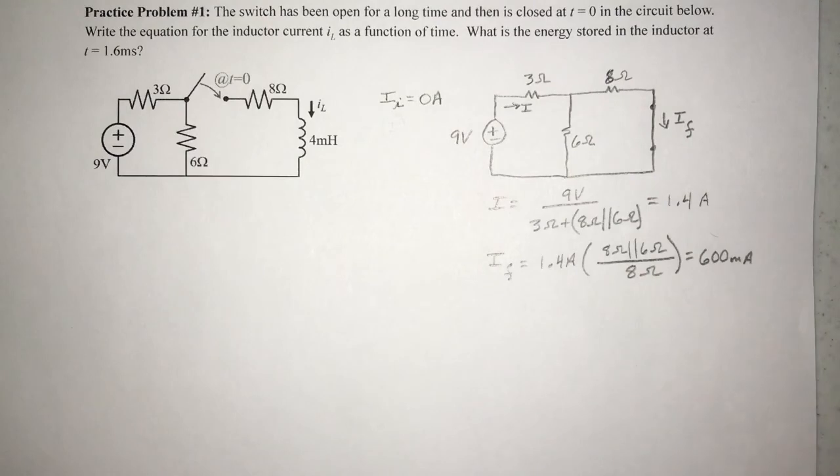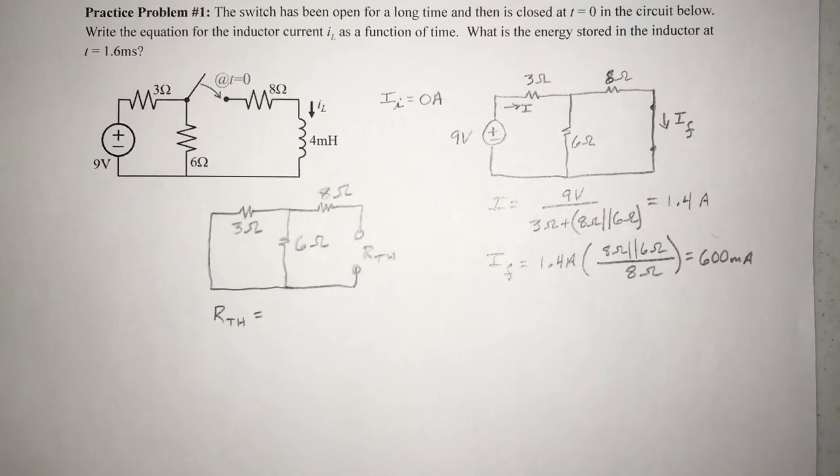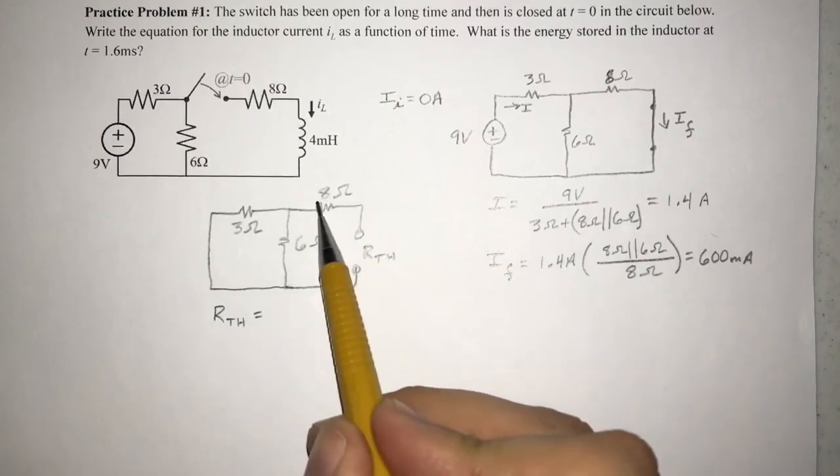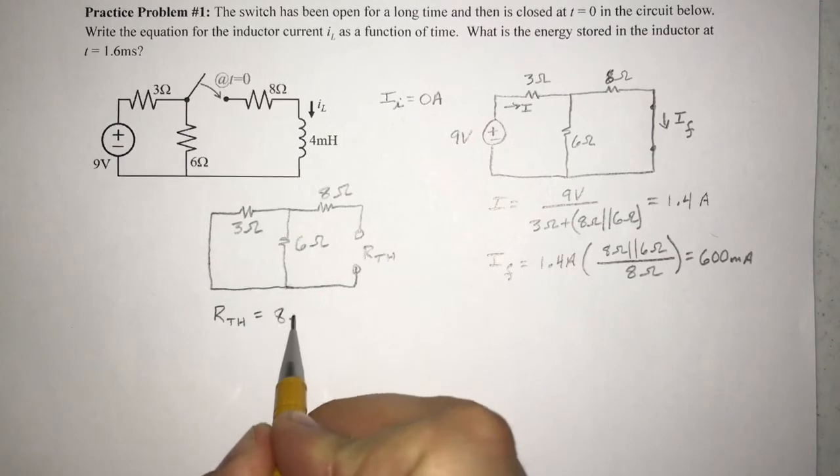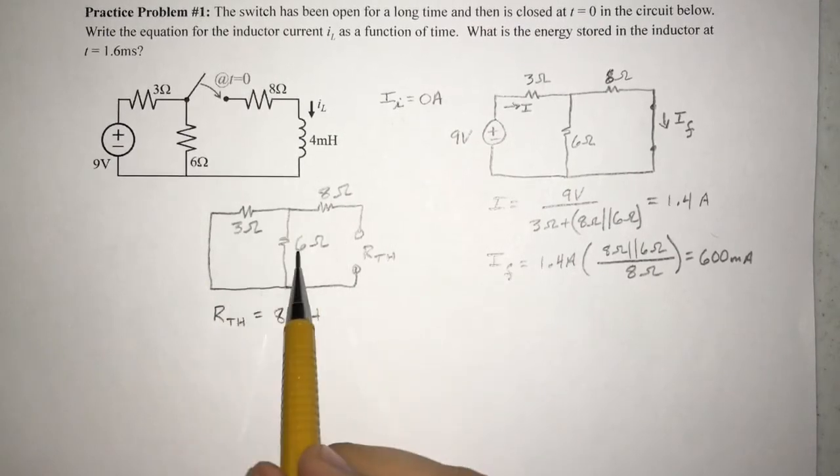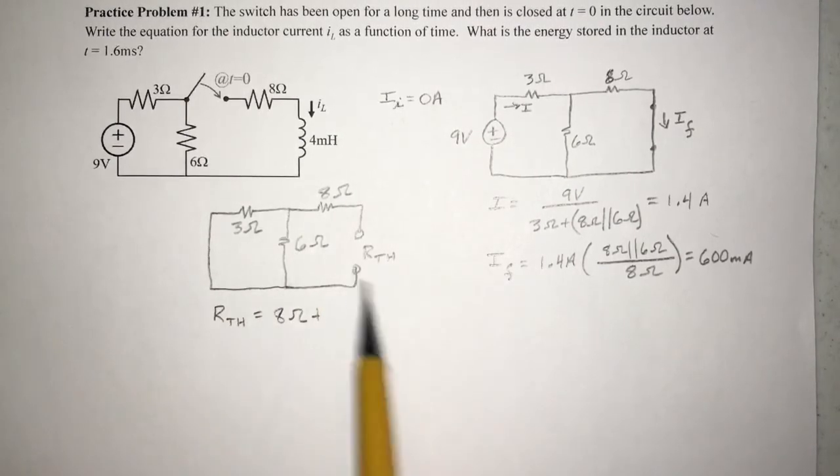The current through the inductor in the final state is 600 milliamps. Now let's turn off our source, remove our inductor, and find R Thevenin. We begin at the top node, and the first thing we bump into is an 8 ohm resistor. Then we note that 3 and 6 ohms are in parallel as we return to the second node.